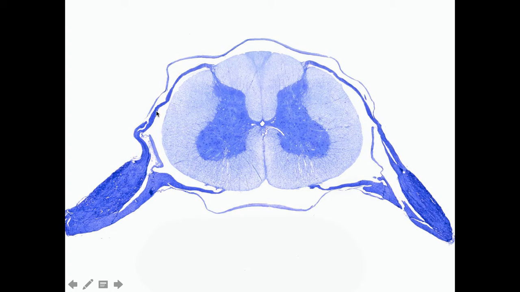And so we have these posterior roots up here, and then we have the anterior roots here. The other thing you'll notice here is that the posterior root has this big swollen area, and this is going to be that dorsal or posterior root ganglion. And you'll see them on both sides.